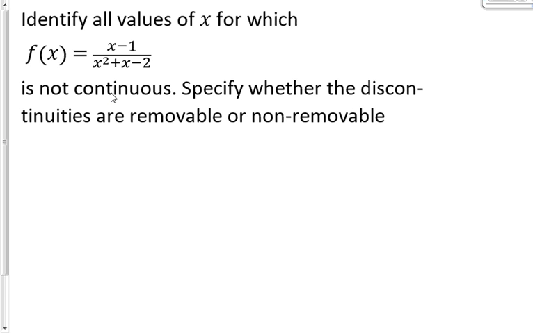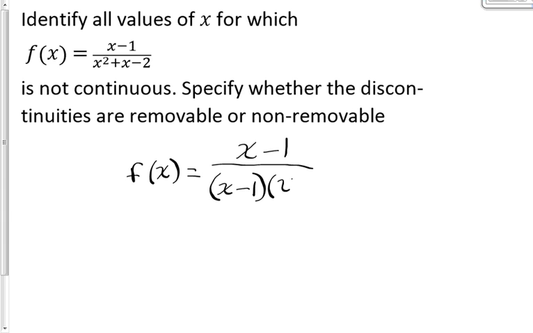Let's take a look at an example here. It says identify all values of x for which this function is not continuous. Specify whether the discontinuities are removable or non-removable. Okay, well, there are only really two values of x that we have to take into consideration. We'll see that if we factor everything. This numerator is already prime, so we only have to factor the denominator. When we factor the denominator, I see that this is x minus 1 times x plus 2. All right?